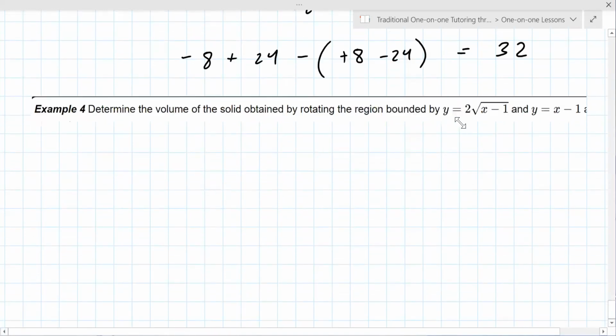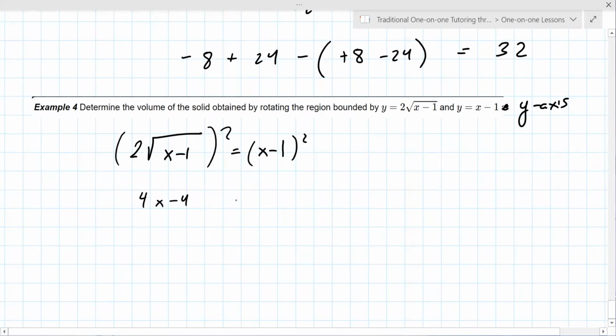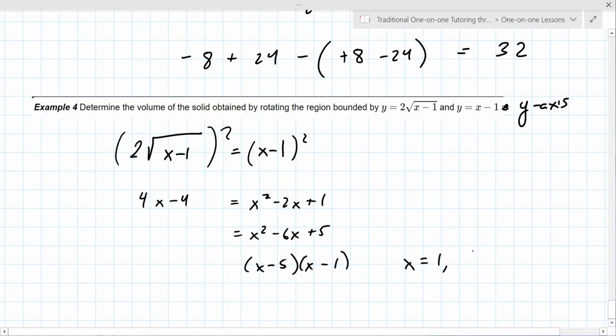So here it says they kind of modify it, but we'll just go y-axis. First thing I would do is set them equal to each other. And again, you would square both sides. So you get 4x minus 4 equals x squared minus 2x plus 1. Get everything on one side. You get x squared minus 6x plus 5, which is x minus 5 times x minus 1. So x could be 1 or x could be 5.